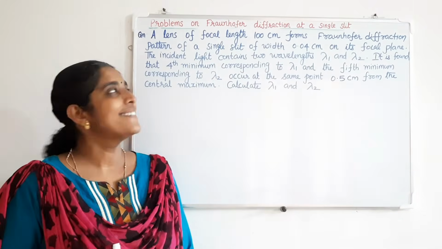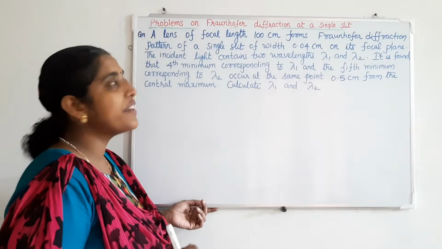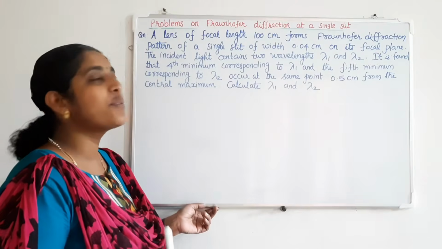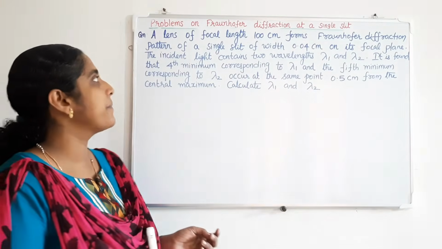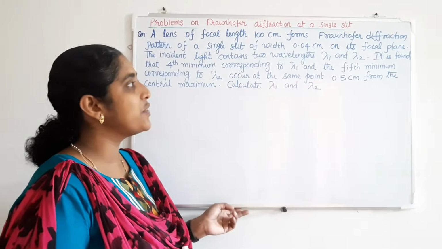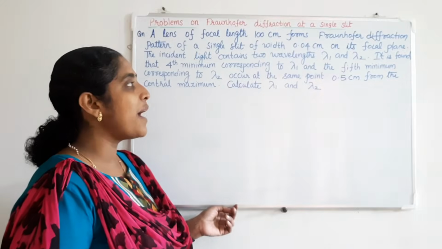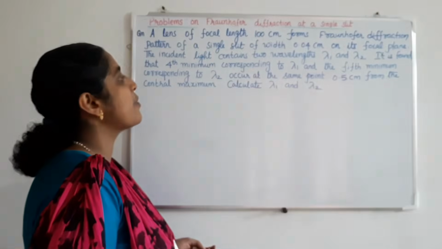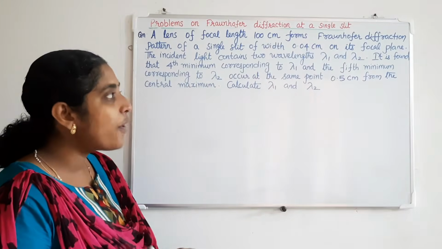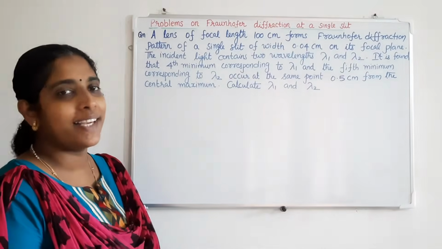One last question. A lens of focal length 100 cm forms a Fraunhofer diffraction pattern of a single slit of width 0.04 cm on its focal plane. The incident light contains two wavelengths lambda 1 and lambda 2. It is found that the fourth minimum corresponding to lambda 1 and the fifth minimum corresponding to lambda 2 occur at the same point, which is 0.5 cm from the central maximum. Calculate lambda 1 and lambda 2.